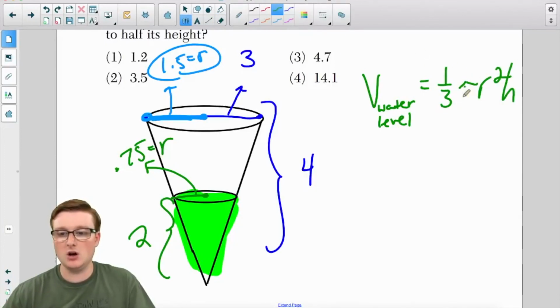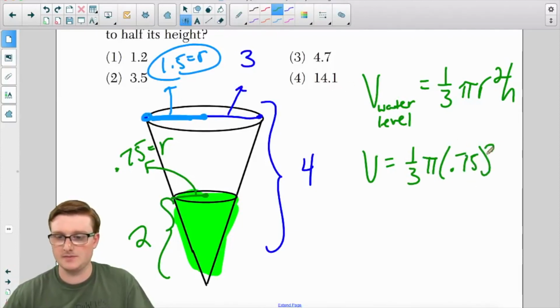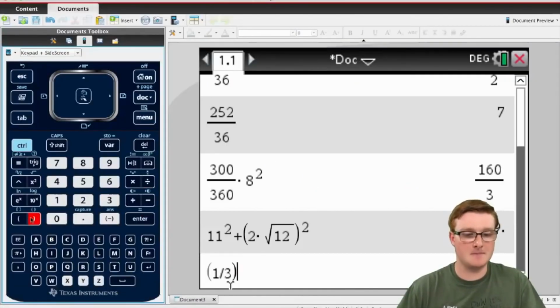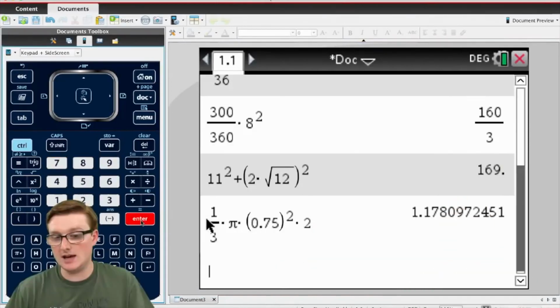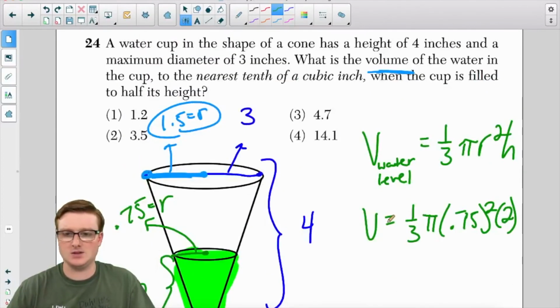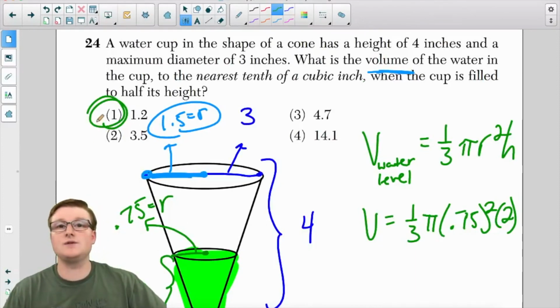Okay? So the volume is equal to 1/3 pi, the radius is 0.75 squared, times the height of 2. When you plug this into your calculator, you get 1/3 times pi times 0.75 squared times the height of 2, and you get 1.18, or 1.2, because it says round to the nearest tenth, right? Yes, 1.2. And that is the volume of the cone when it is filled halfway.